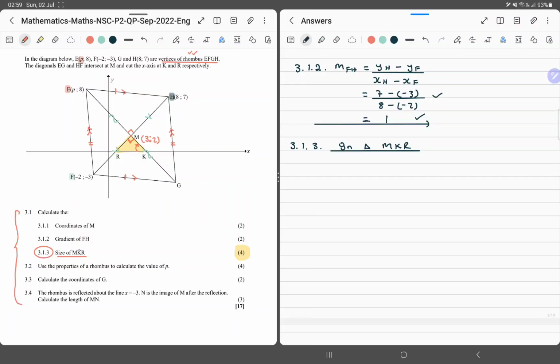What do we know, guys? We know for a fact that RME, for example, is equal to 90 degrees. Why? We know that the diagonals of a rhombus meet at right angles.